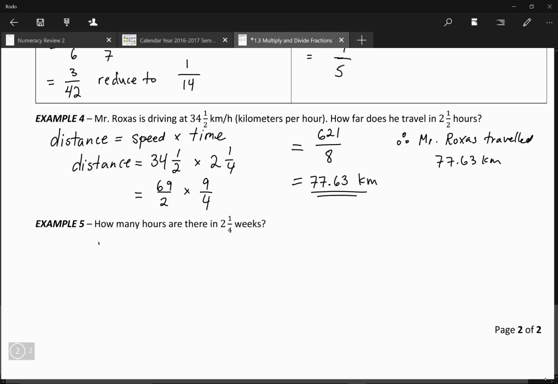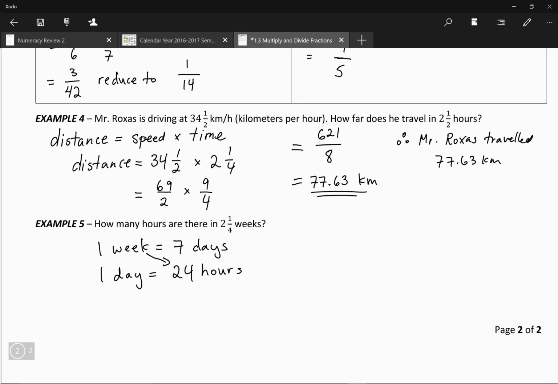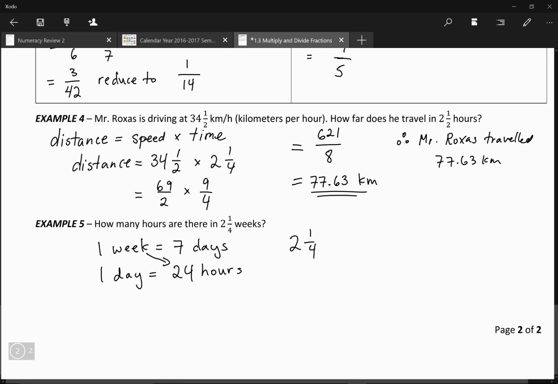So if you have 1 week, 1 week we have 7 days, Monday to Sunday, or Sunday to Saturday. And then 1 day we know is equal to 24 hours. So you can do some multiplication to figure out how many hours are in the week, so to go from 1 week to hours, right? So if we have 2.25 weeks, and we know there are 7 days in a week, so we multiply by 7. And we know there are 24 hours in each day, we multiply by 24. We're going to get our answer, okay?